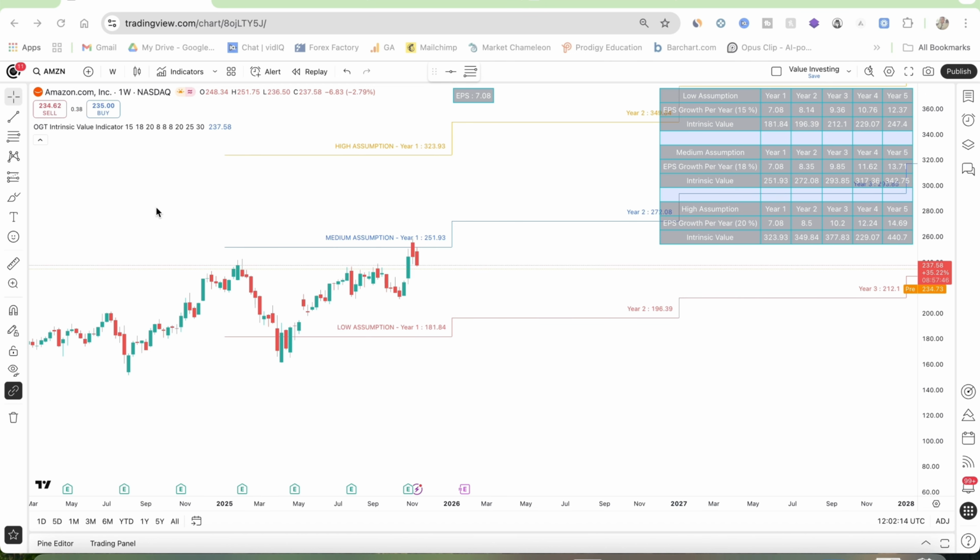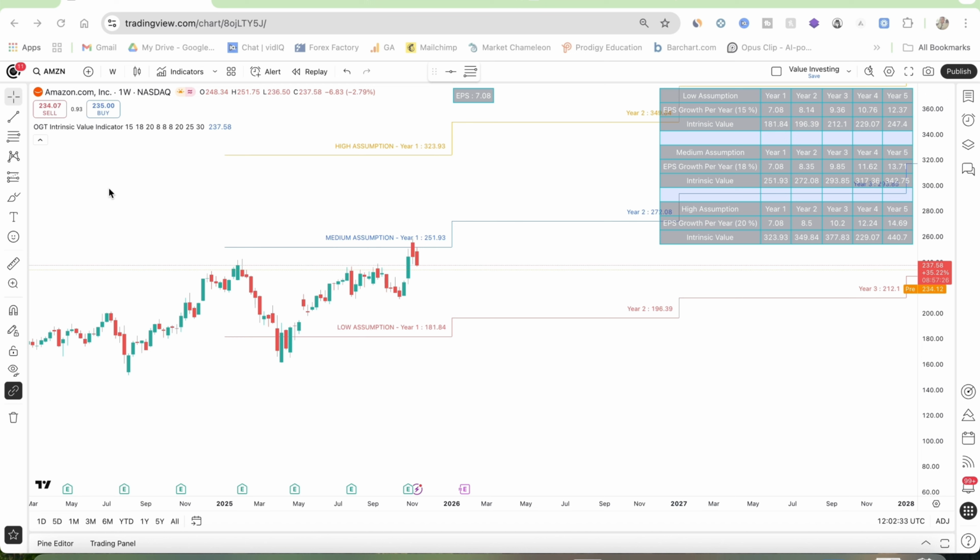And I'm going to walk you through my OGT intrinsic value indicator, which is an earnings multiple indicator, with which you can work out the intrinsic value of Amazon or any stock that is profitable, that has earnings, to be able to decipher when is the right time to buy into the stock.